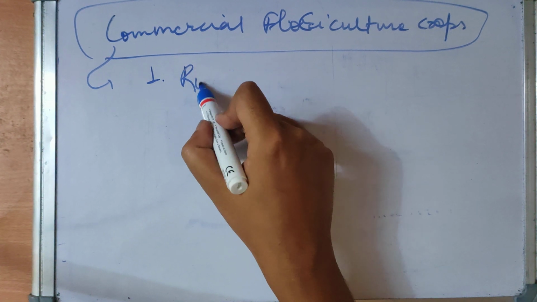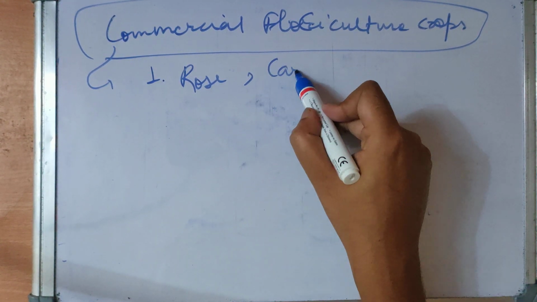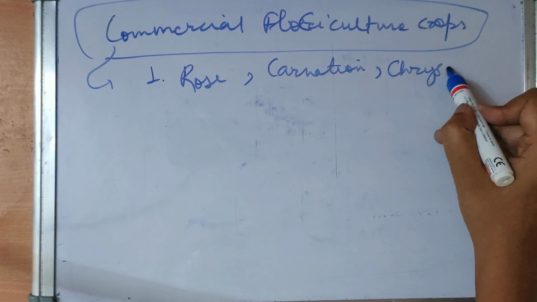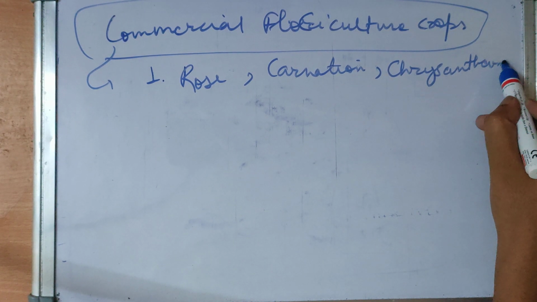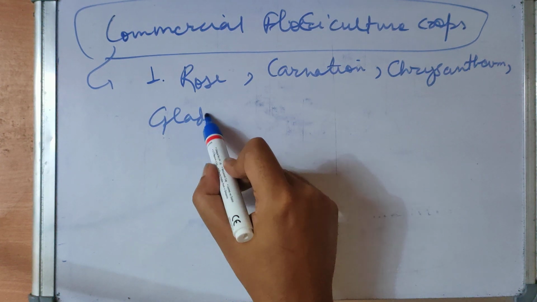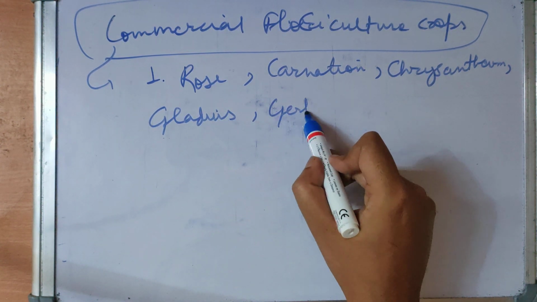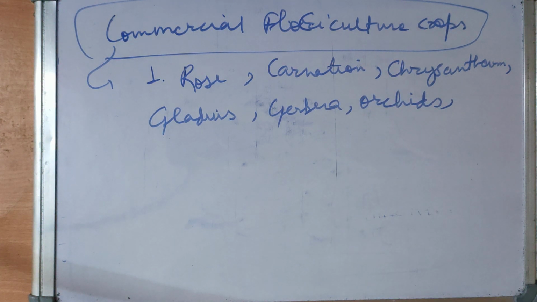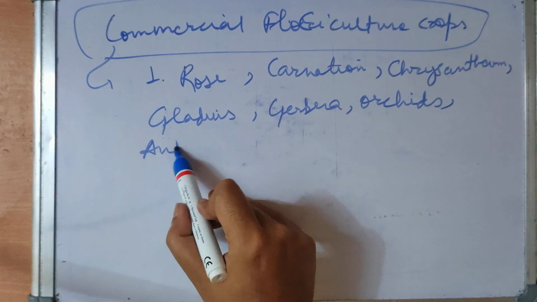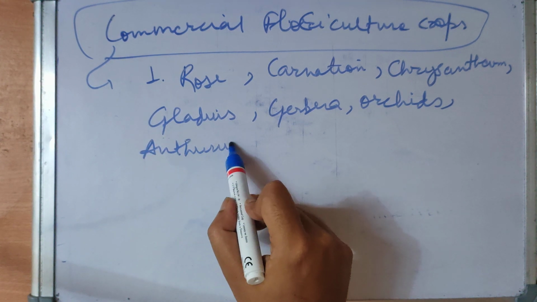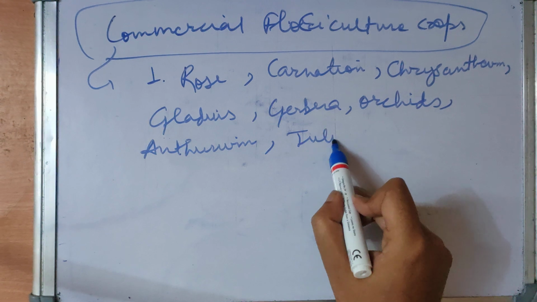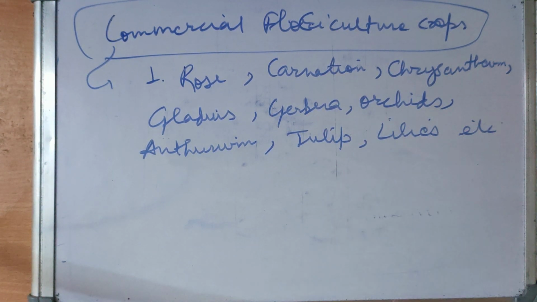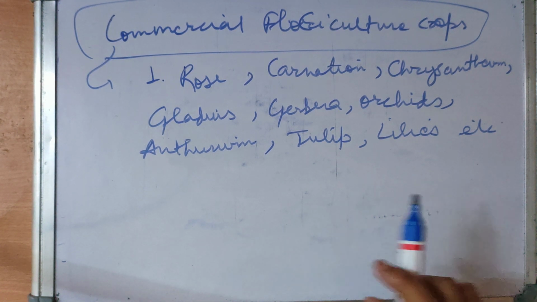Some of the common commercial floriculture crops are rose, carnation, chrysanthemum, gladiolus, gerbera, orchids, anthurium, tulip, lilies, etc. We have discussed the package of practices of most of these floriculture crops here.